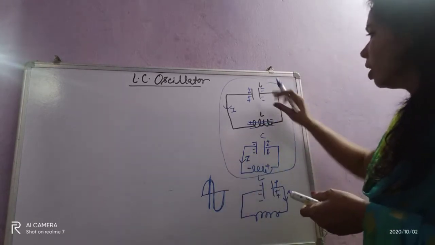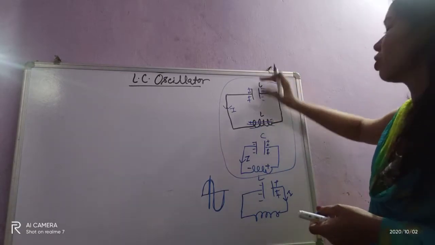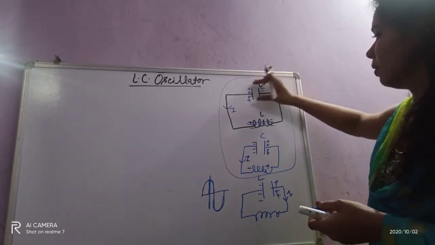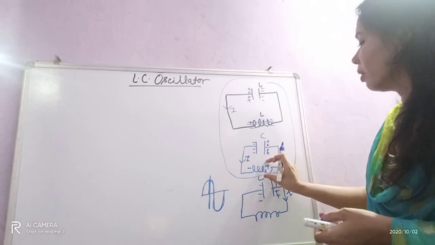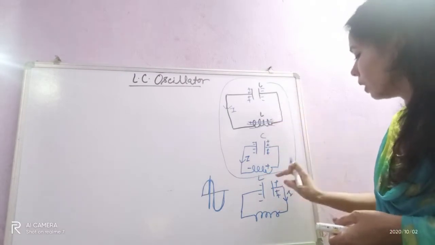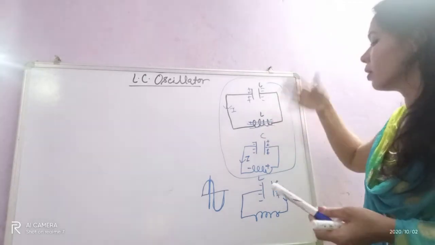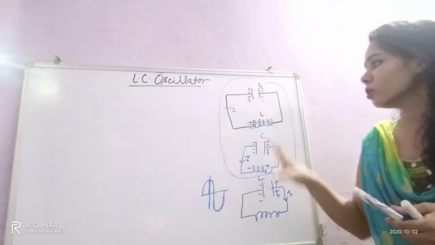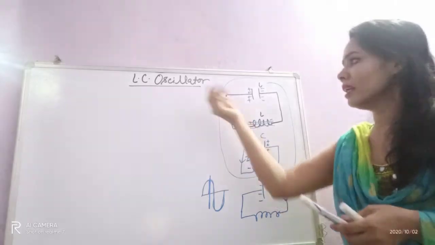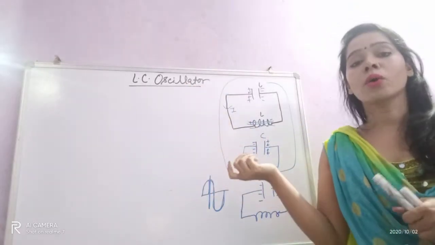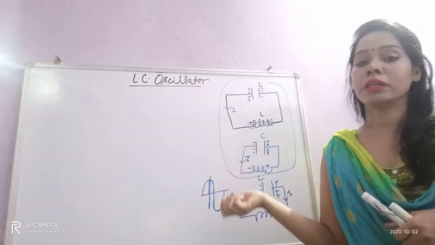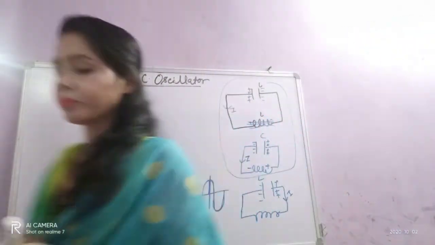In the same way here, the electric and magnetic field is oscillating. First it is electric field, then it is converted into magnetic field, again from magnetic field to electric field, like that it is oscillating. Electric to magnetic, magnetic to electric. So we are going to show that energy is oscillating. So let's show it.